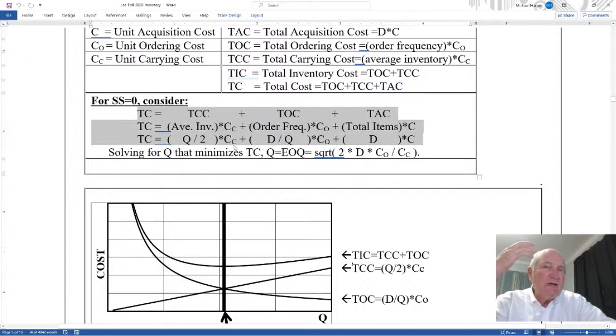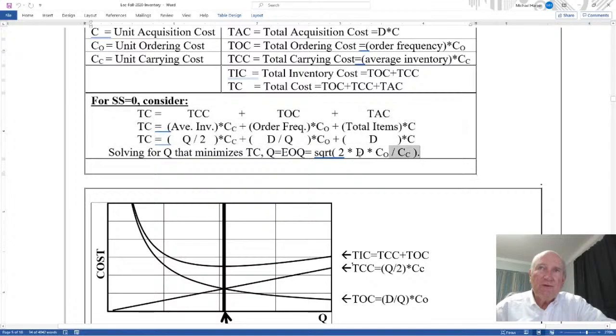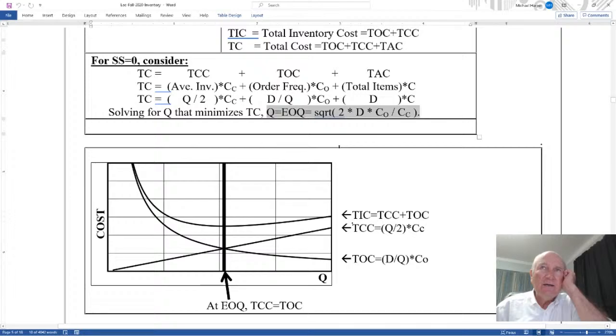So EOQ is a concept of a Q, a lot size that minimizes cost. We want the cheapest Q possible, the cheapest lot size possible. Well, you take the derivative, use calculus, set it equal to 0, solve it, and you come up with this equation right here. So here's your EOQ equation. Now it is a Q, but it's a Q that minimizes cost, so it's called economic order quantity.